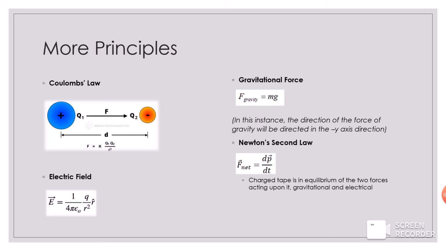Here's a larger explanation on the principles we'll be going over. Coulomb's law, which was primarily used last time, we use this specifically to represent those point charges. We're using the electric field formula. Gravitational force will be used to calculate the force offsetting the electric field produced, creating a suspension in midair. We'll also be using Newton's law, specifically the second law. Again, the tape will be in equilibrium, suspended in midair.